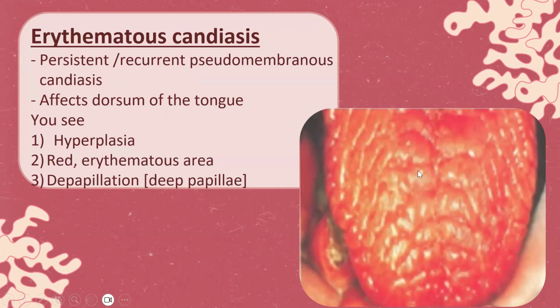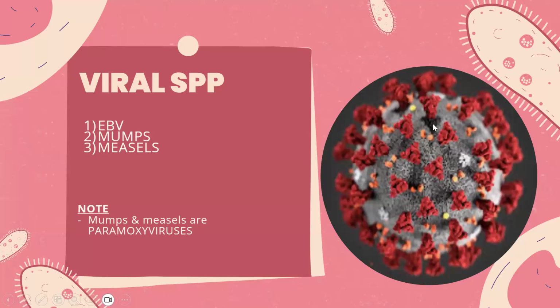Okay, so what do we see? It is at the base of the tongue or the dorsum of the tongue. We have a lot of depapillation. It is very red, from the name erythematous, so erythema and redness, and depapillation, and a lot of papilla of the tongue. So it is hyperplasia of the tongue as well. So three things: hyperplasia, erythematous areas, and depapillation. Okay, we are done with fungal and bacterial from the oral cavity.